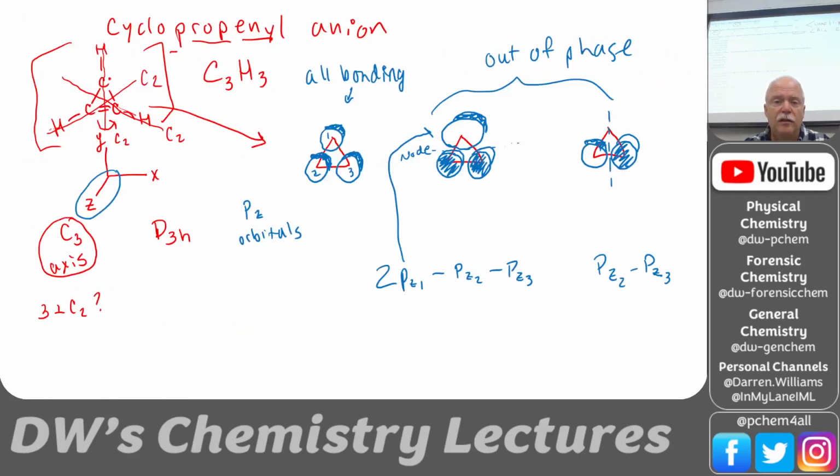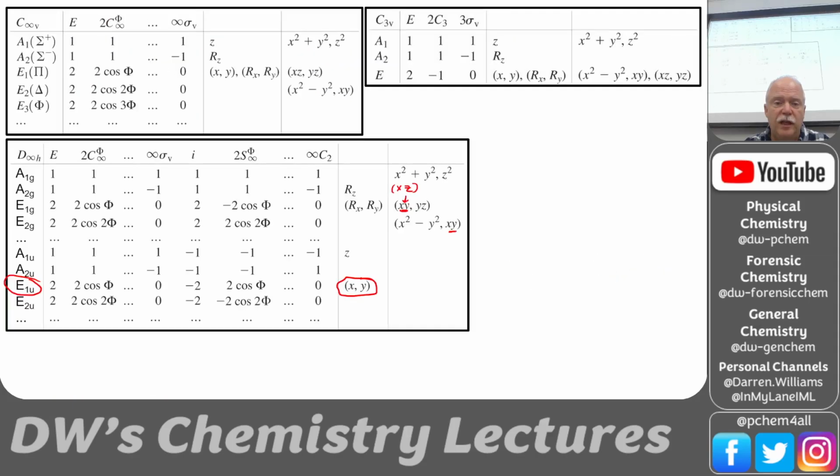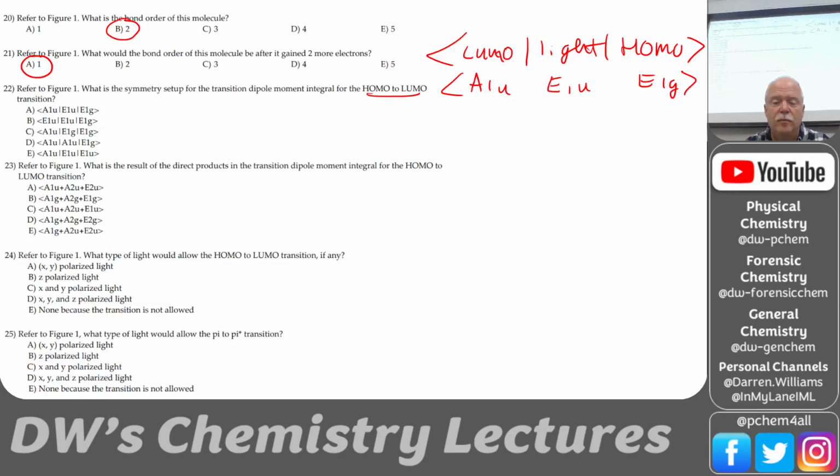So we can go to the character table and see if there's anything that's E1U, and there is X and Y light. So X and Y polarized light would give us E1U. So that's X, Y light. So light polarized in the X or Y direction would cause this HOMO to LUMO transition to be allowed. Let's go ahead and verify that.